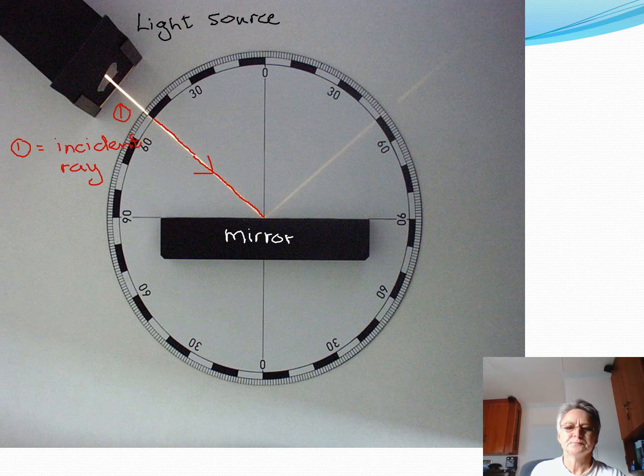Your normal is this line that is perpendicular to the plane mirror. The light that moves away or that bounces off the mirror, that is called the reflected ray.